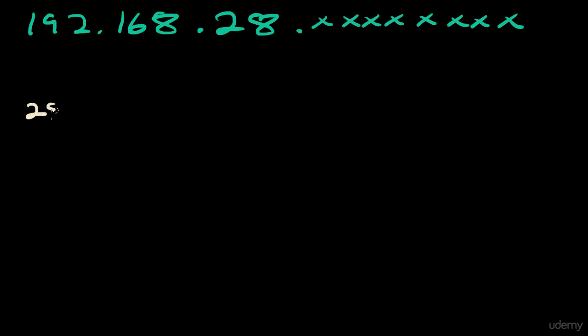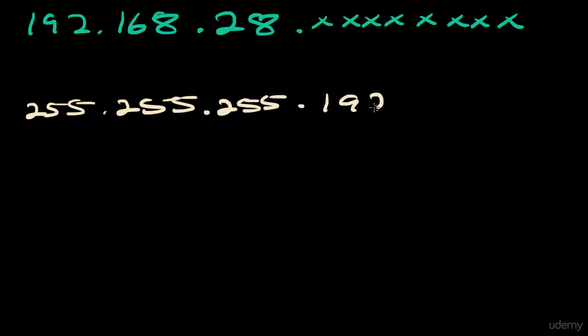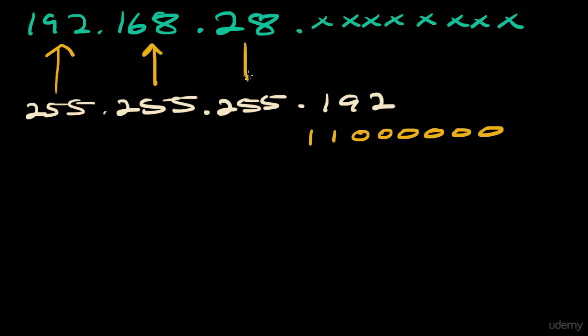The subnet mask is 255.255.255.192. Now we know what 255 in binary is. It's 8 ones. 192 is 1, 1, and the rest are zeros. So this 255 is covering the first octet. This is covering the second octet. This is covering the third octet. And 192 is covering the first 2 bits of the last octet.